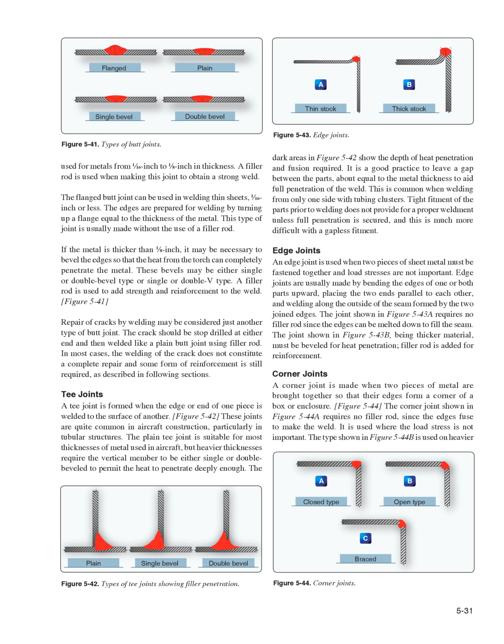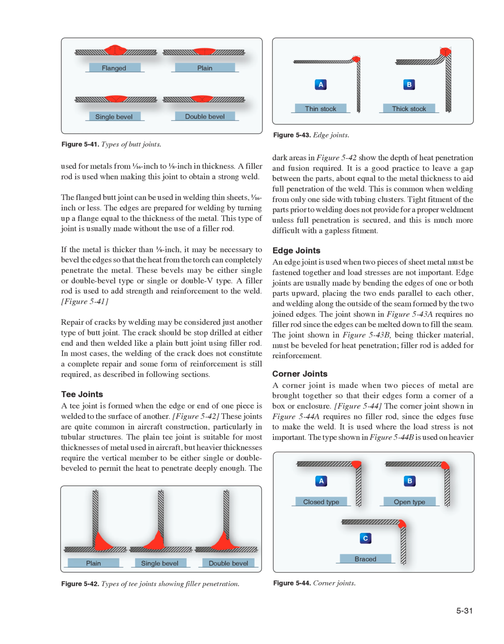It is a good practice to leave a gap between the parts, about equal to the metal thickness, to aid full penetration of the weld. This is common when welding from only one side with tubing clusters. Tight fitment of the parts prior to welding does not provide for a proper weldment unless full penetration is secured, and this is much more difficult with a gapless fitment.